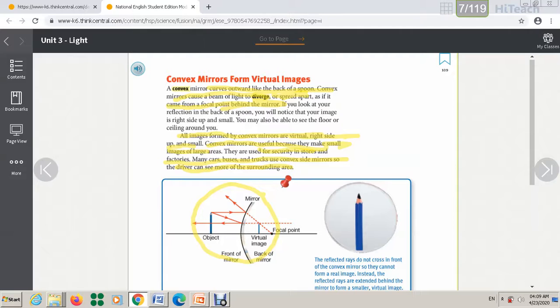Okay, wherever you put the object in front of a convex mirror, it will give the same property. It's always what? A virtual image. Now I want to remind you about the rules for the convex mirror.